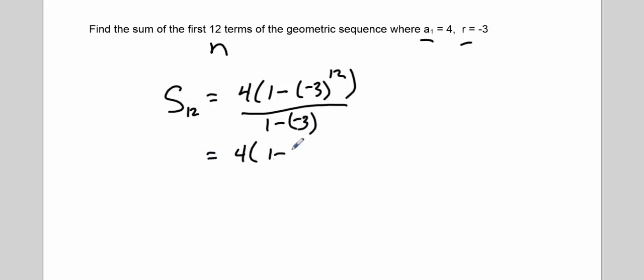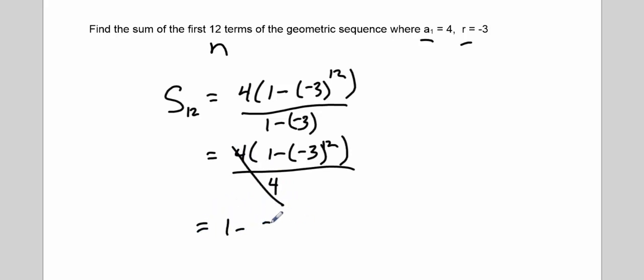Simplifying, we get the same numerator. And we notice that the denominator goes to a 4, so this reduces, leaving you with 1 minus negative 3 to the 12th, which is a sum.